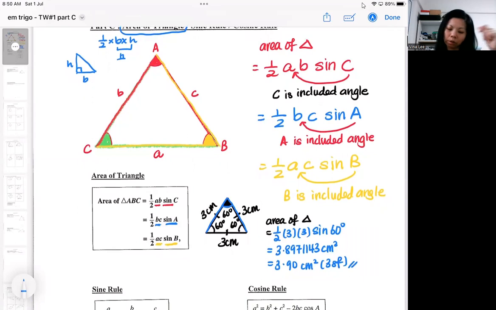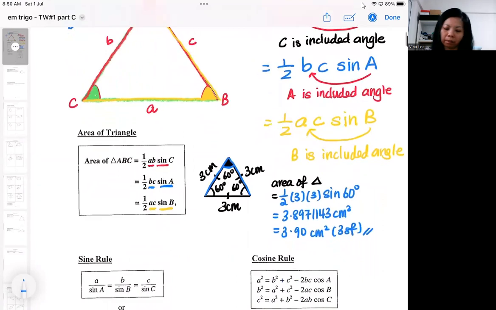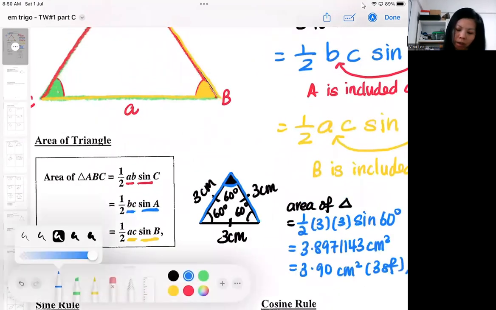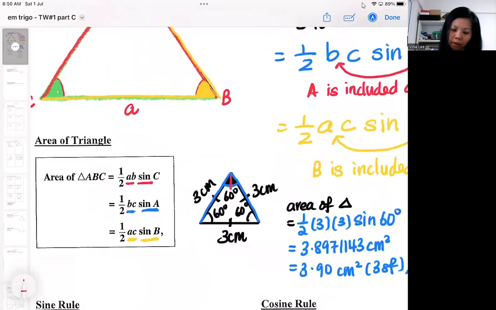Is it a must to use half AB sine C for just this equilateral triangle? Can I go back to half times base times height? Actually, you still can go back to half times base times height for this one, because the property is such that the height will cut the base in half at 90 degrees. So in fact, you can do the longer way if you want to. Of course, we don't recommend it.